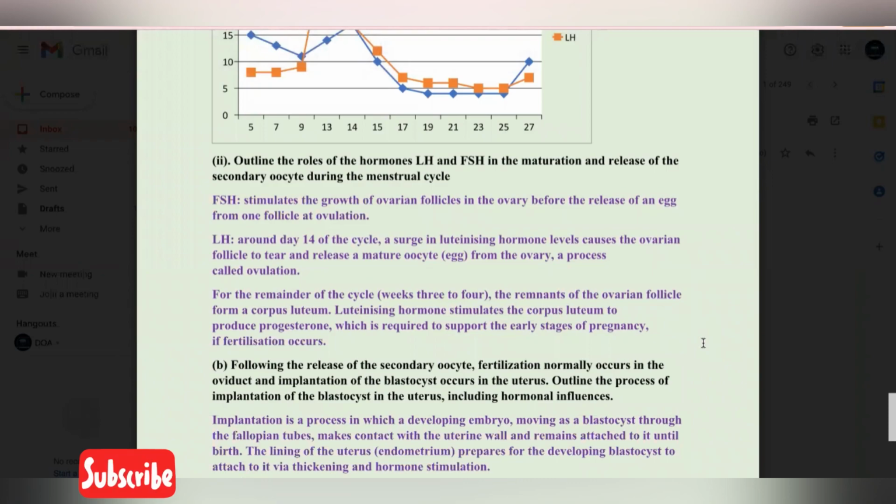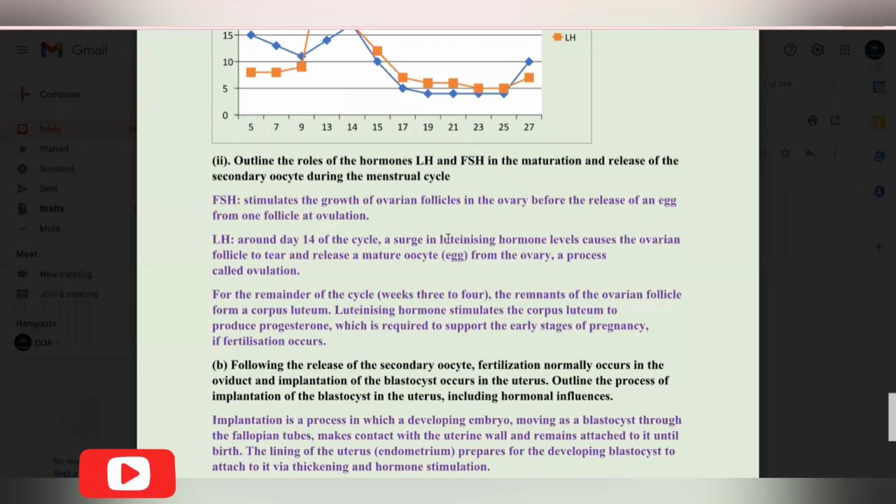Part 2, outline the roles of the hormone LH and FSH in the maturation and release of the secondary oocyte during the menstrual cycle. First things first, what is LH and FSH? So these two hormones, luteinizing and follicle stimulating hormones, they are secreted under the control of gonadotrophin releasing hormone from the pituitary. And these have a direct effect on the gonads.